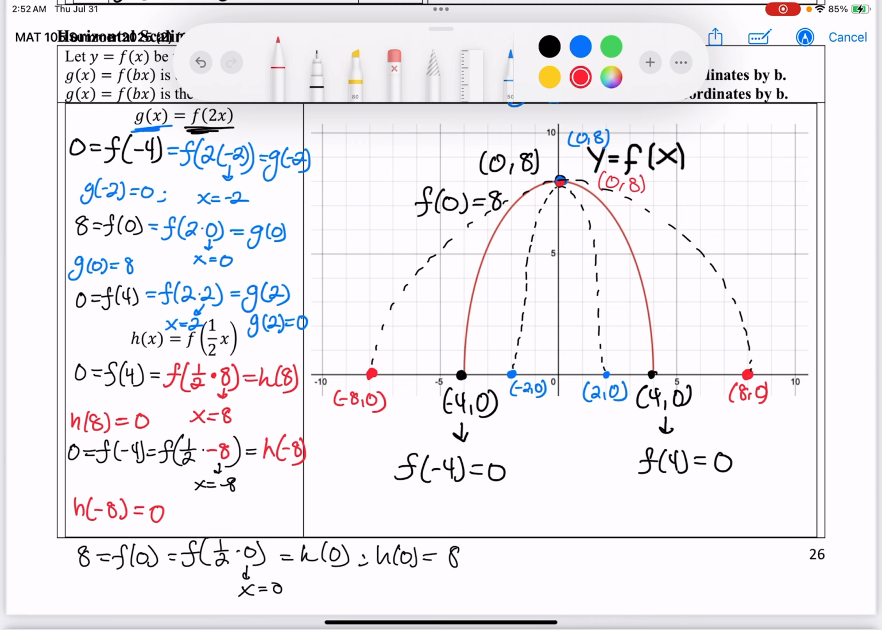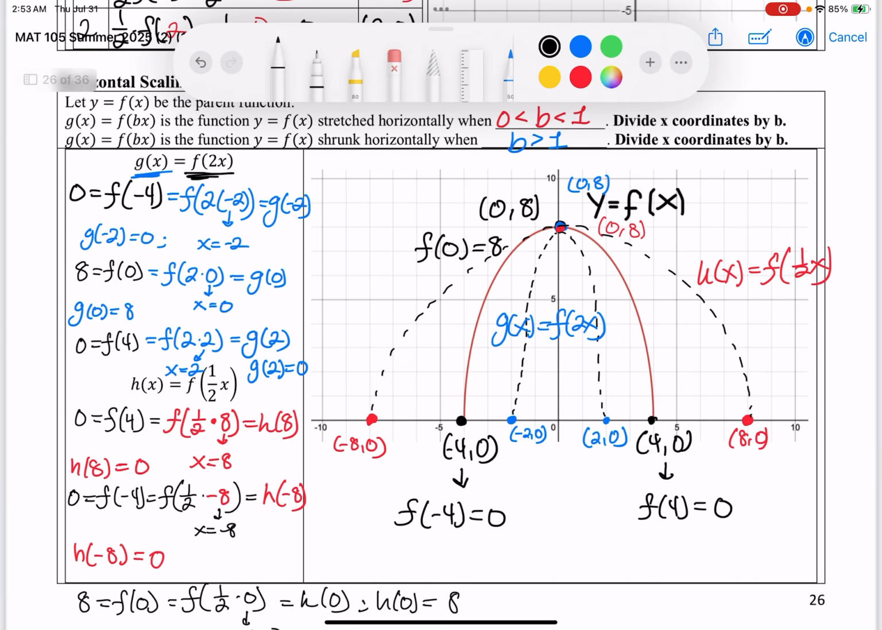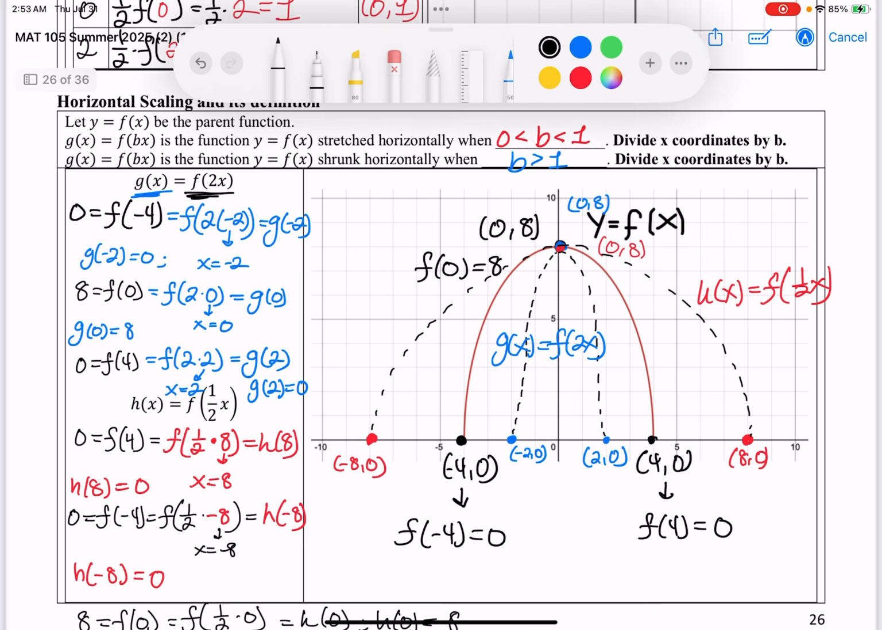Let me label my function. This is h of x equals f of 1/2 x. And the one on the inside, that is g of x equals f of 2x. And as you can see, for h of x, the function was stretched horizontally. We stretched the function horizontally when the value of b is a number that is positive, so it's greater than 0, but that same value of b is also smaller than 1.